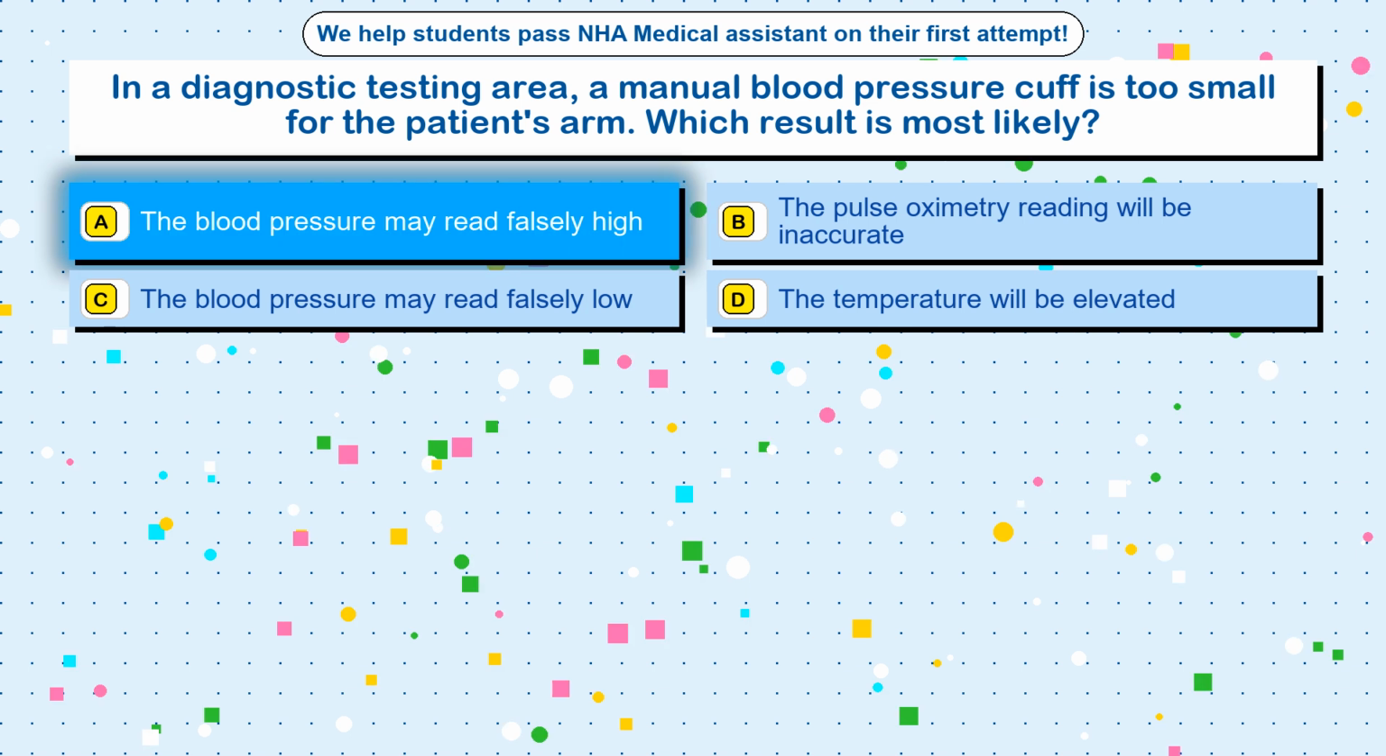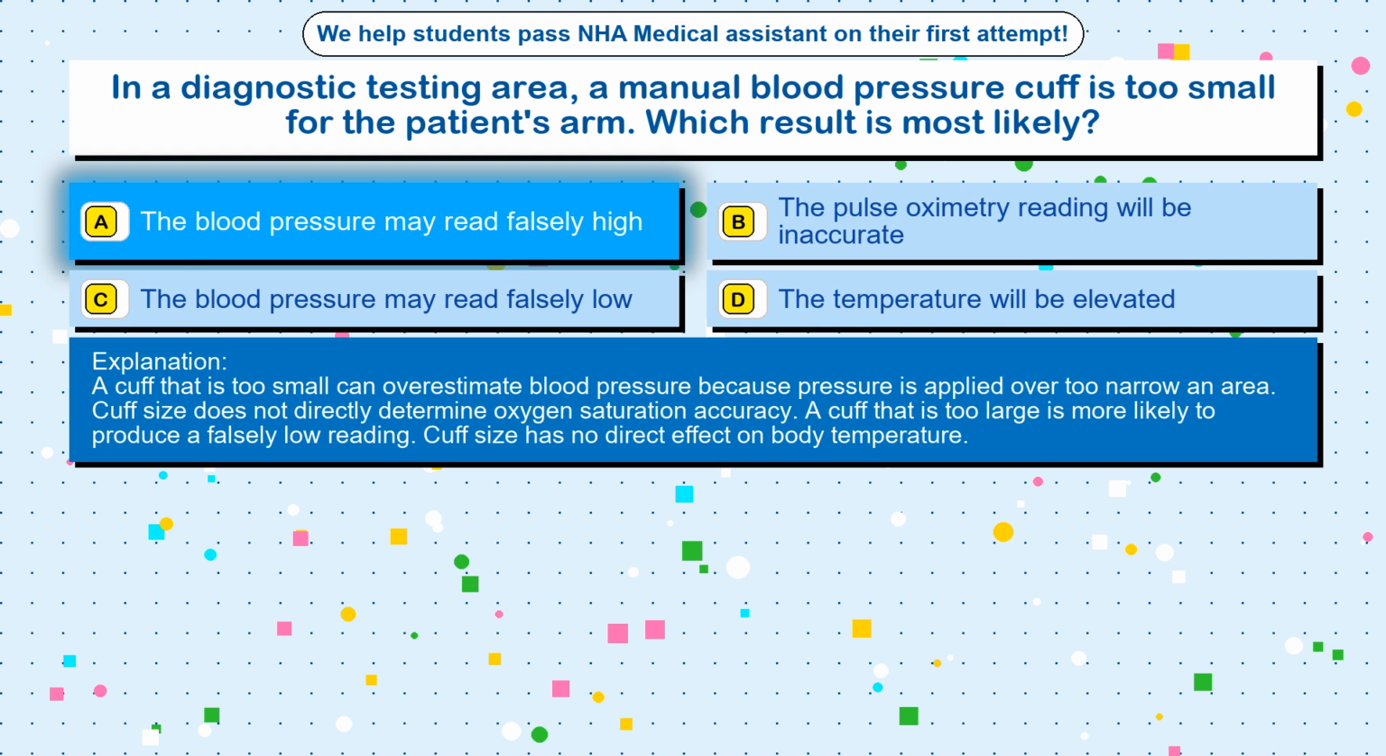The correct answer is option A. The blood pressure may read falsely high. A cuff that is too small can overestimate blood pressure because pressure is applied over too narrow an area. Cuff size does not directly determine oxygen saturation accuracy. A cuff that is too large is more likely to produce a falsely low reading. Cuff size has no direct effect on body temperature.